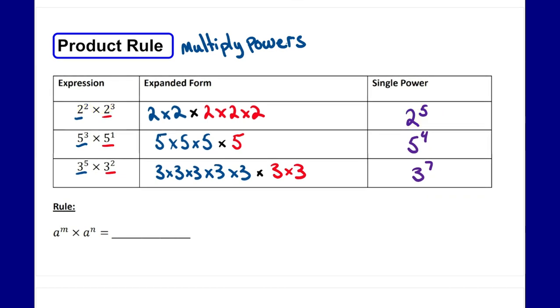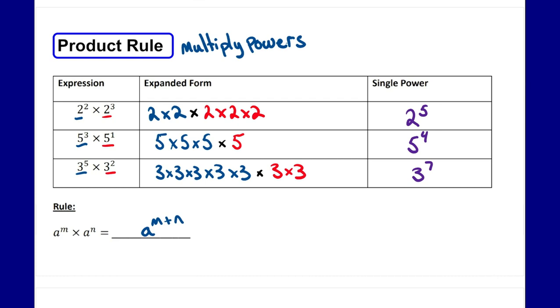And what we should notice, and we want to focus on the exponents in this case, is that if I have two powers and they're multiplying each other, I can just add the exponents and get the same answer. 2 plus 3 gives us the exponent 5, 3 plus 1 is 4, 5 plus 2 is 7. So my rule, the product rule: when I multiply powers, I keep the base the same. So a to the power of m times a to the power of n, the base stays the same as a, and the exponent is m plus n.